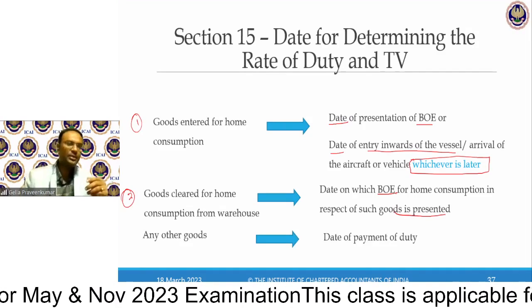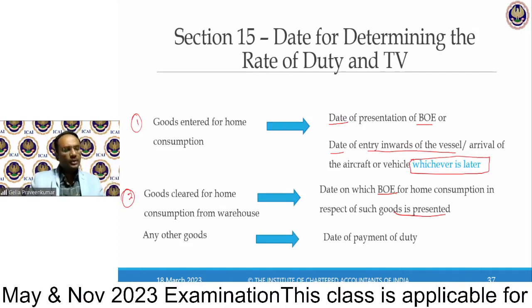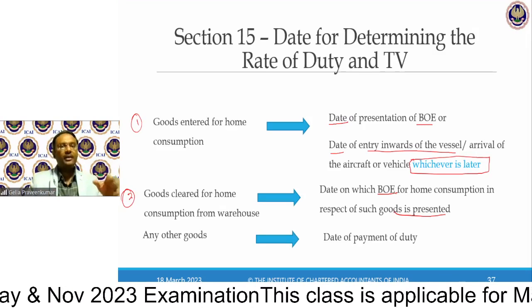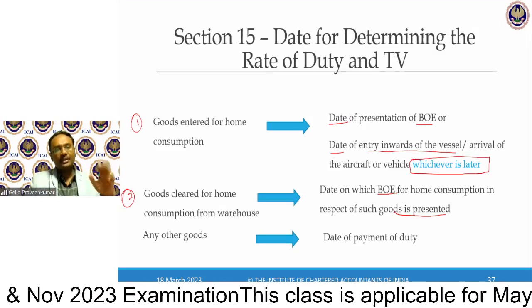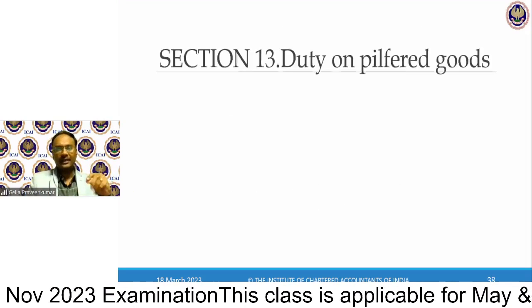What is that? Any other goods, maybe your daily fruits and so on. Goods that have come with the tides, I have nothing to do with your bill of entry and all. It has gone for public auction. Whoever has paid the duty, the day the payment is received, that will be the relevant date for section 15.